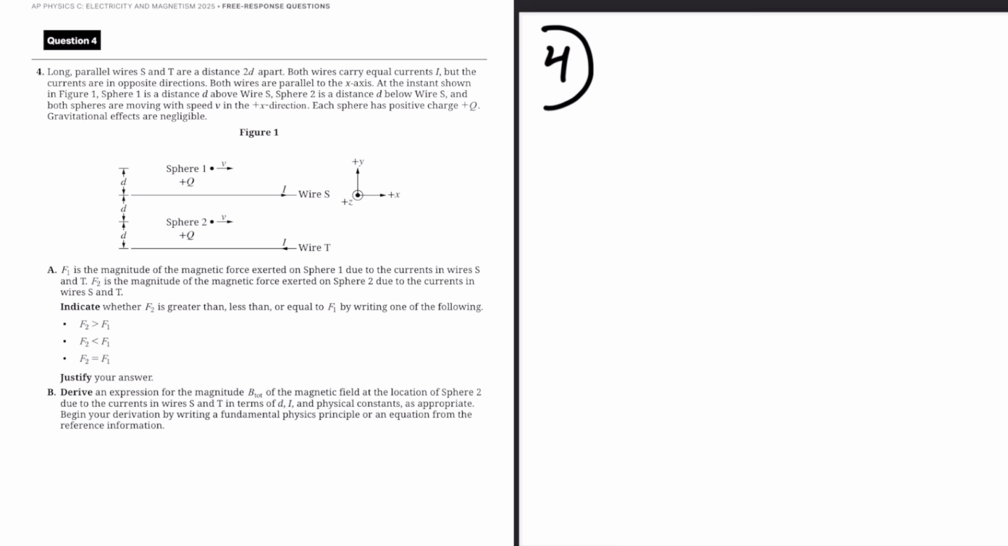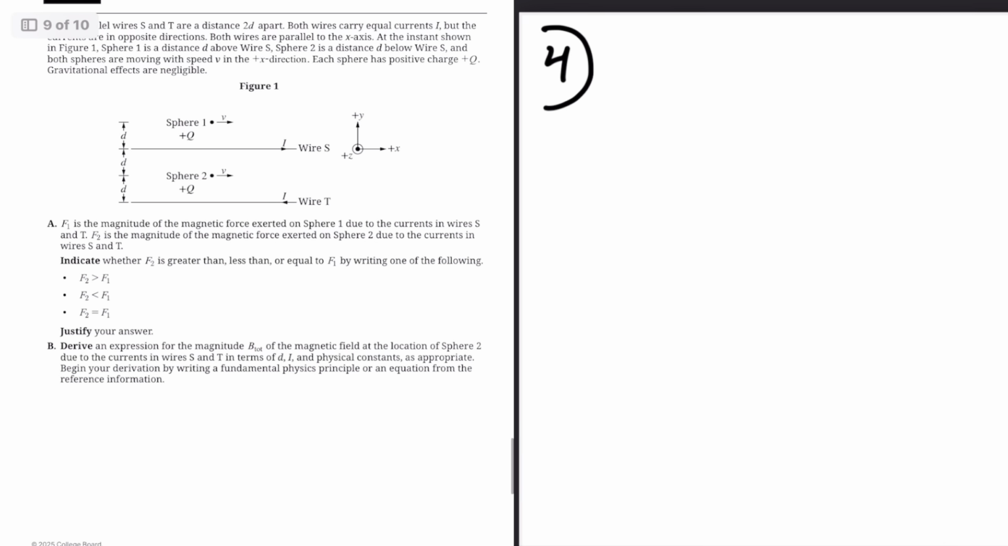F1 is the magnitude of the magnetic force exerted on sphere 1 due to the currents in wires S and T. F2 is the magnitude of the magnetic force exerted on sphere 2 due to the currents in S and T. Indicate whether F2 is greater than, less than, or equal to F1. Justify your answer. When they say justify your answer, they're giving you free range to use equations however you want. So let's think intuitively here.